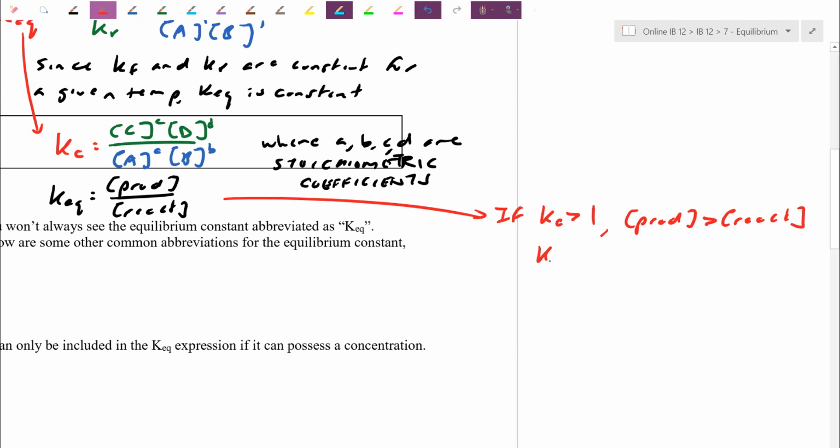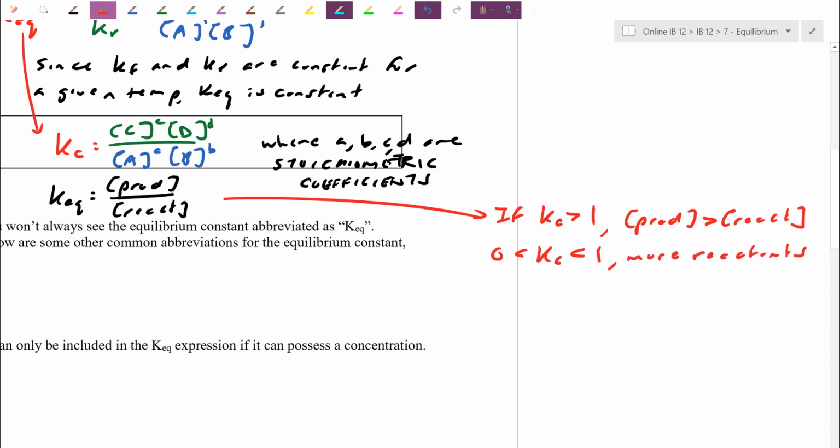But if I say Kc is less than 1, it implies it has to be bounded by 0 and 1, can't drop into the negatives. We can say the reverse: products are less than reactants. That's the only way for the fraction to actually be less than 1. So just getting you familiar with different ways of saying this.